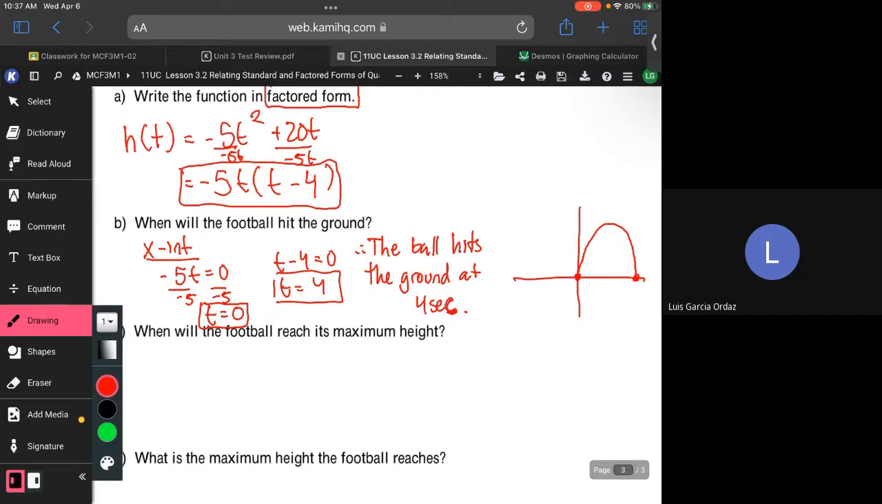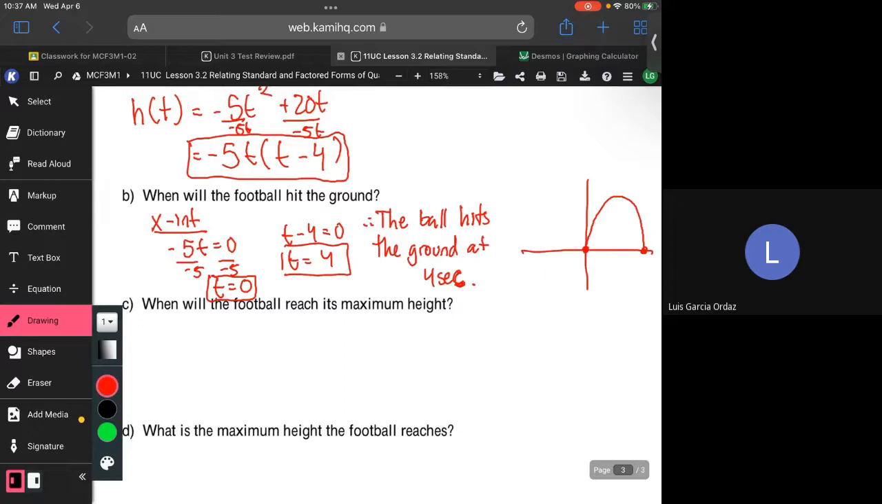So now part C is asking, when will the ball reach its maximum height? So what am I going to find next? The x part of the vertex. So I'm going to find my axis of symmetry. And how do I find that again? What do I do with my two x-intercepts? Cynthia? Add them and then divide them by 2.